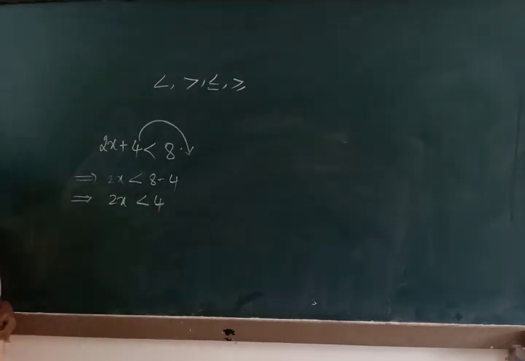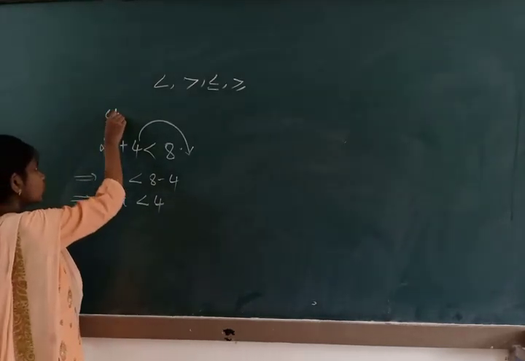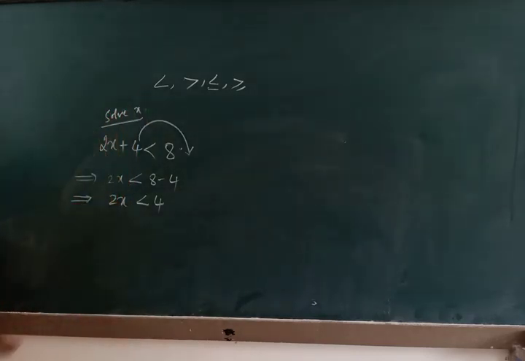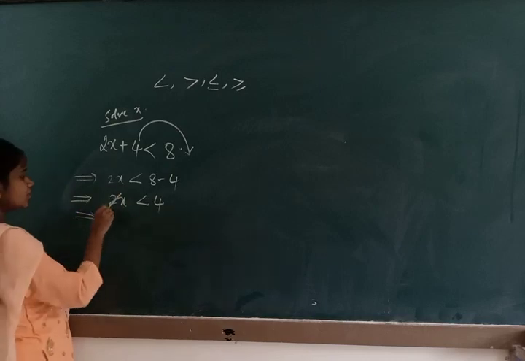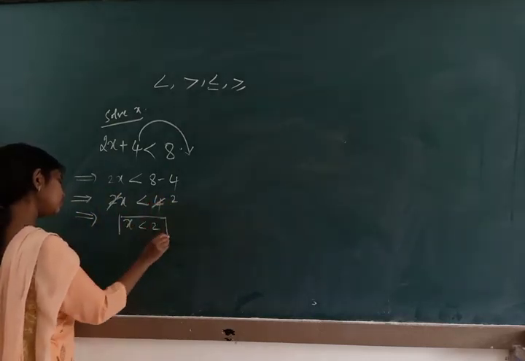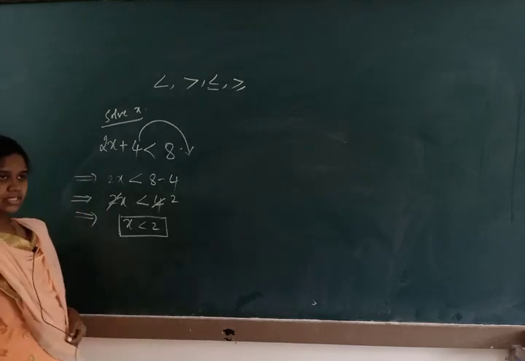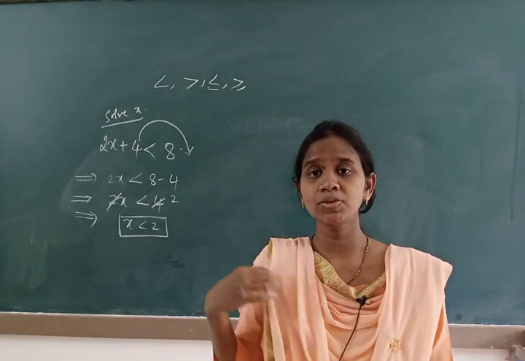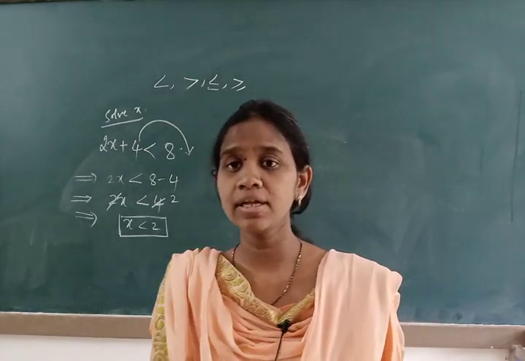We have to solve for x. The question will become: solve for x. Then how to solve this one? Again, divide by 2. x lesser than 2. It means that whatever the value of x we are choosing, it should be lesser than 2.